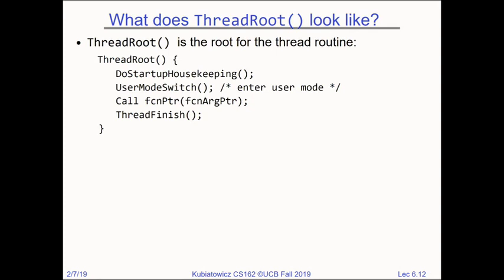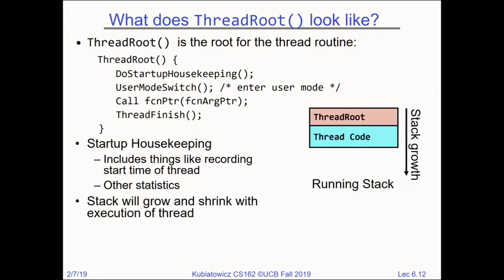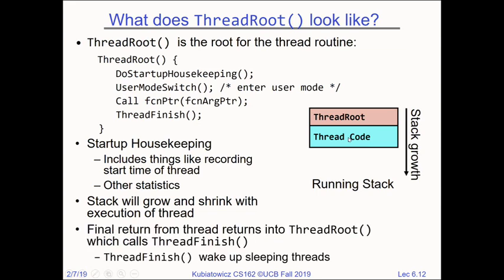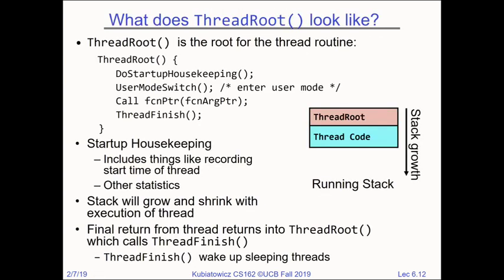Okay, but we know that we're going to be switching back and forth, so somewhere when we're in the middle of calling the function pointer, it's going to yield or interrupt and go over to a different thread. So startup housekeeping includes things like recording the start time of the thread and other statistics. And so here we go. What happens as soon as we switch to that stub is it calls thread root, which calls thread code and starts going, and the stack just starts growing and shrinking. Okay, and the final return kind of cleans up the thread. And so if you look, that's basically all that's involved.